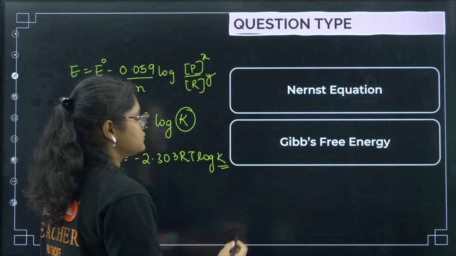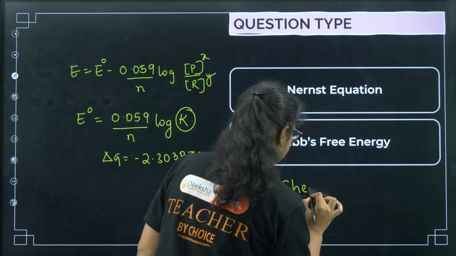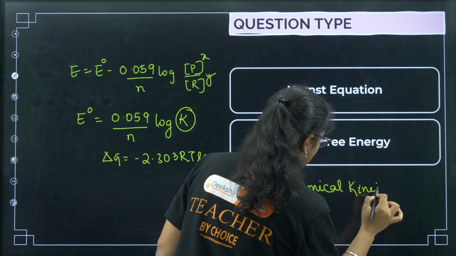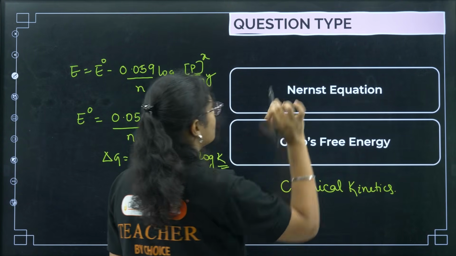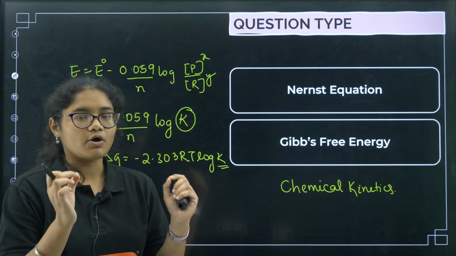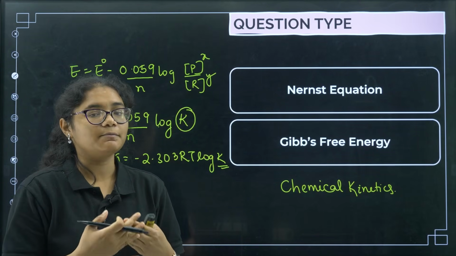Apart from this, in chemical kinetics, for first order reactions, we also need the formula. So chemical kinetics also includes this log question. Now finding the log is very easy if we have the power of 10.